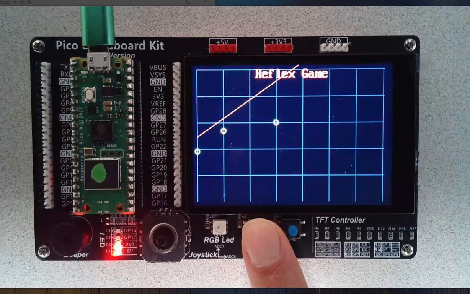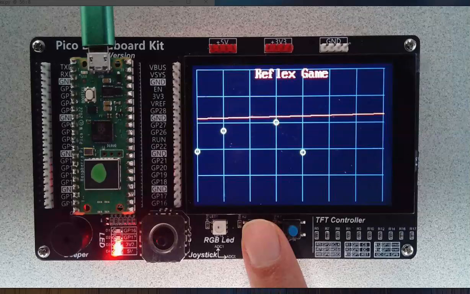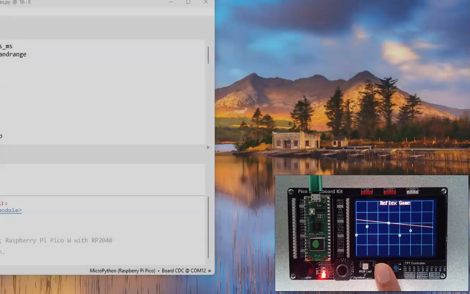Waiting, waiting, waiting. And that predicts what my time will be on the 8th trial. So that's the idea. How do I get there?